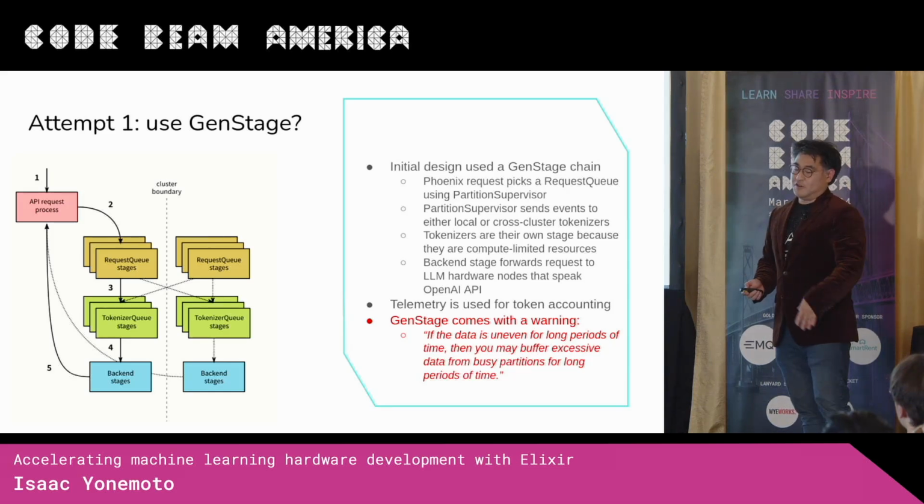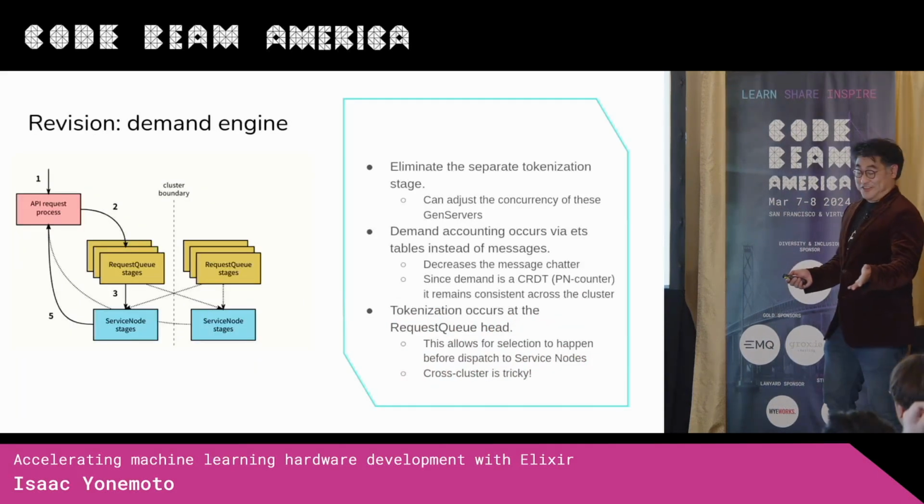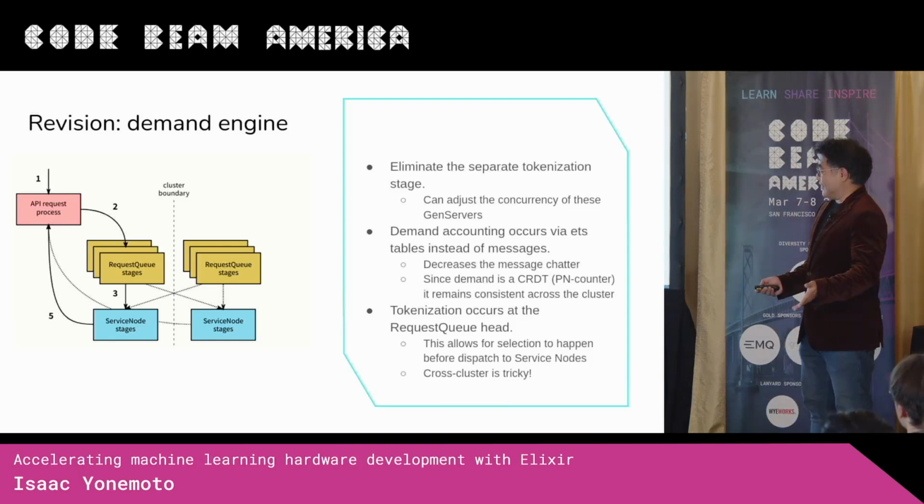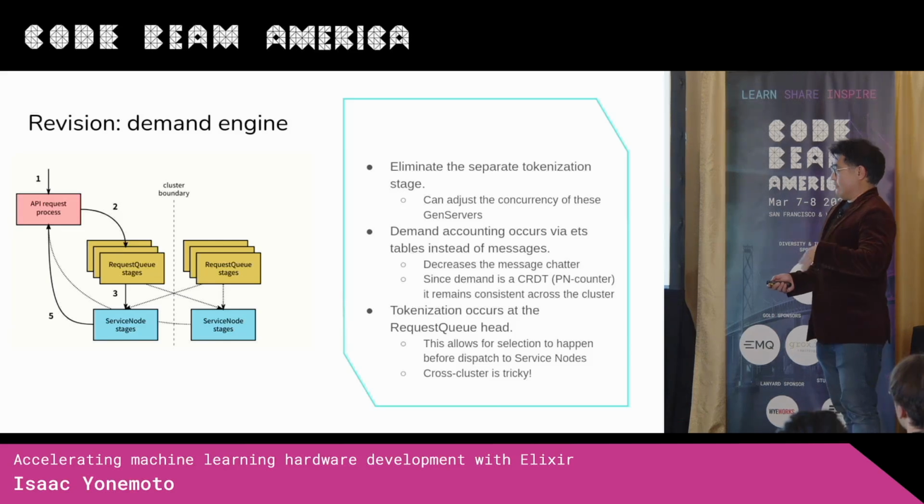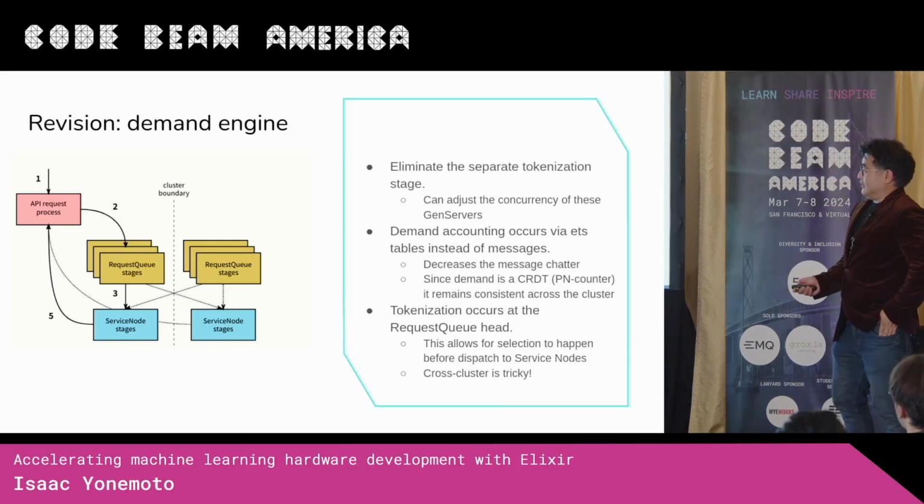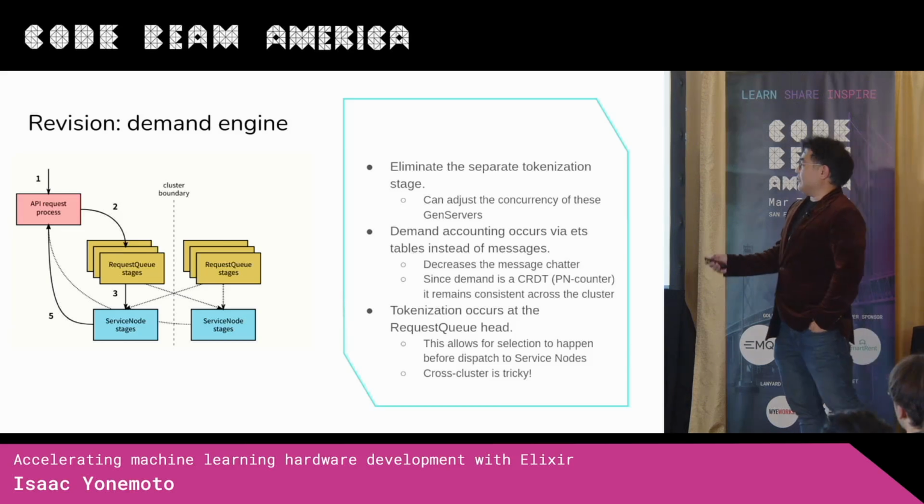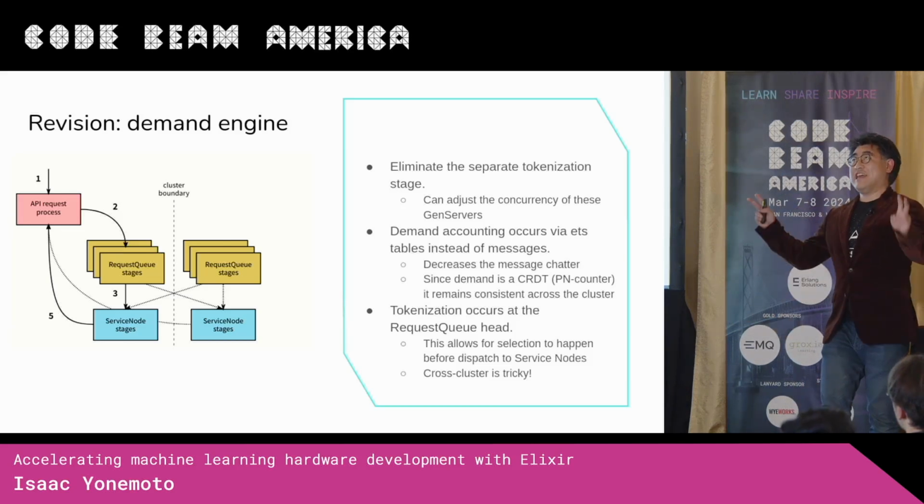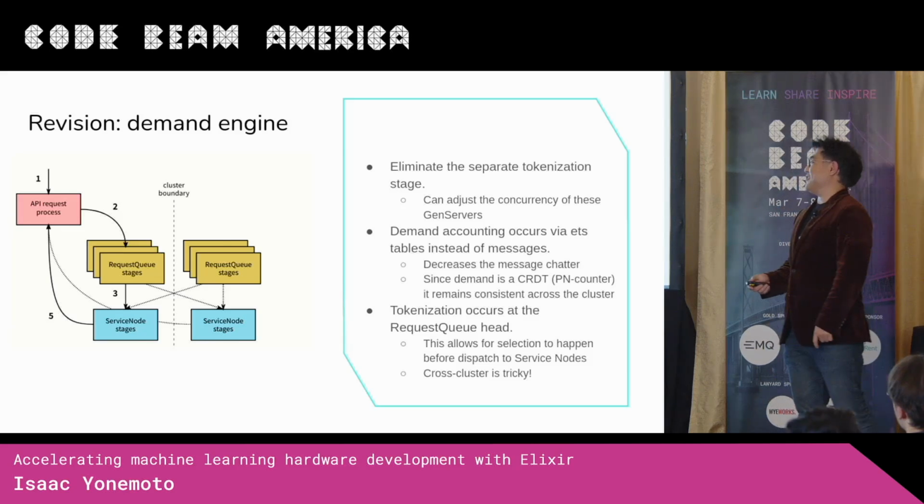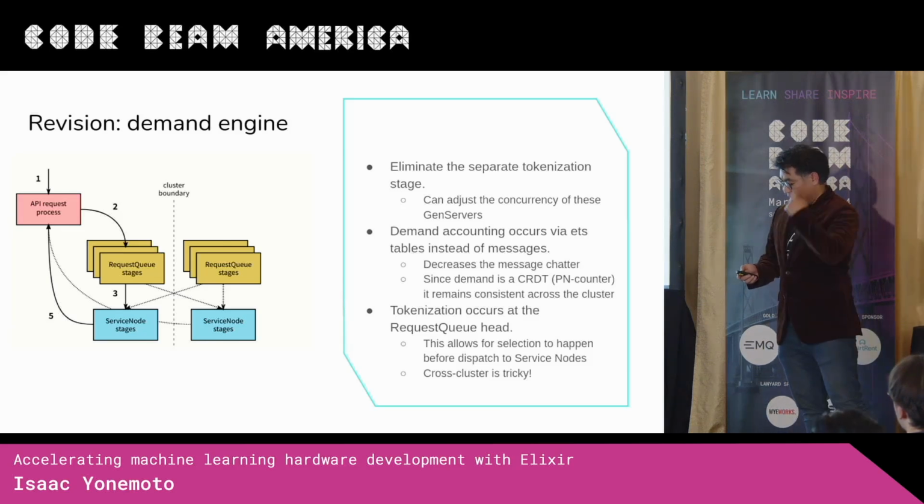Just to be safe, though, we decided to create a simpler engine where we didn't use GenStage, but we did take the idea of demand from GenStage, and I rolled my own demand processing system and simplified it. I put the tokenizer into the request queue stage. So now we only have two hops. That's way less inter-BEAM process communication, and that lowers our latency for responses.